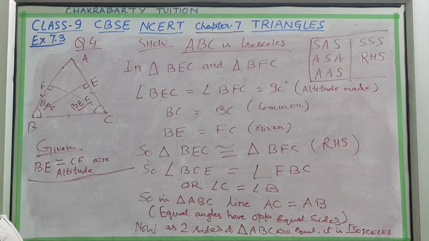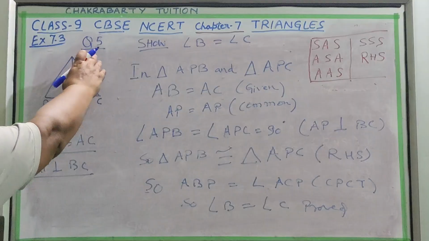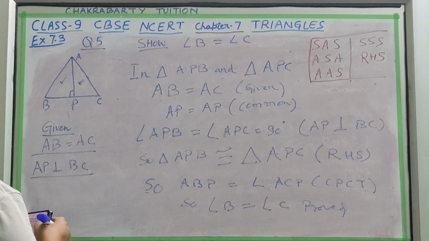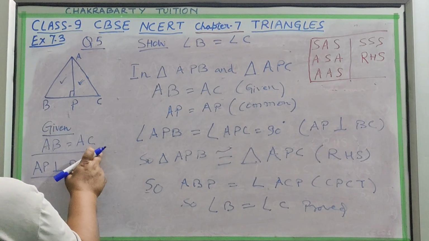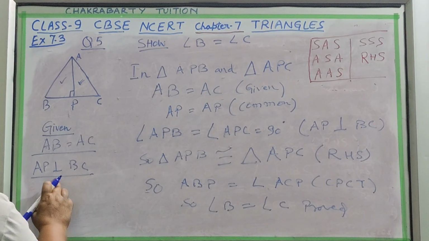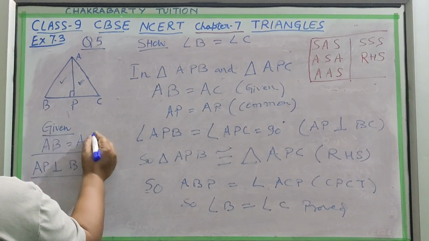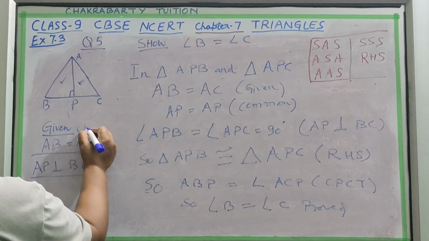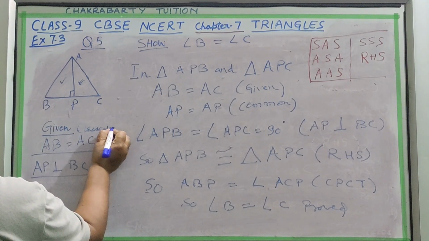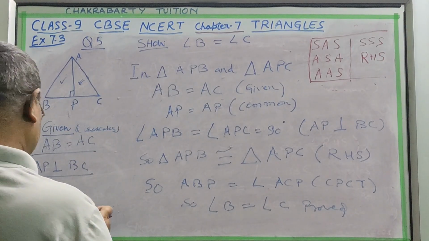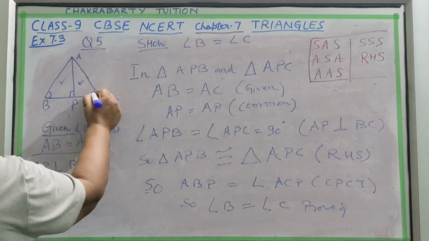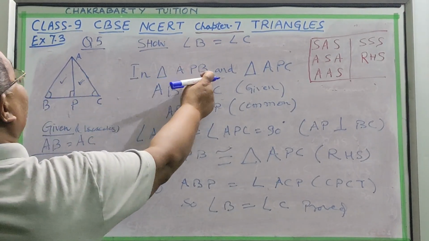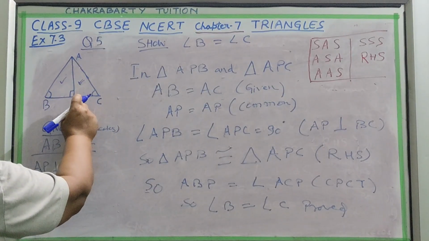Now we go to question number 5. Here one triangle is given. In that triangle, ABC is an isosceles triangle with AB and AC equal, and AP is perpendicular to BC. What you have to show is that angle B is equal to angle C. So we have taken two triangles, APB and APC.